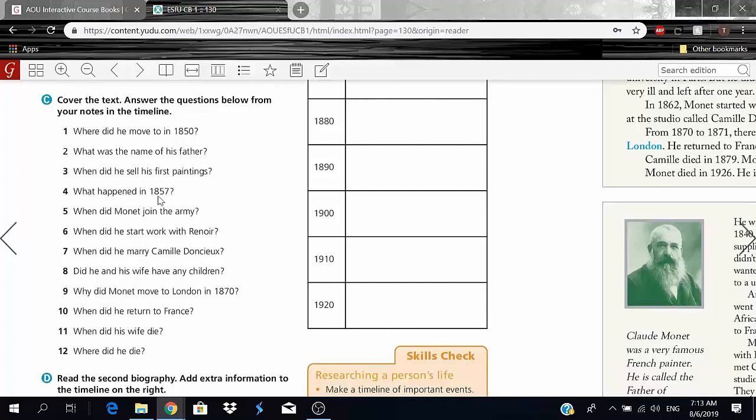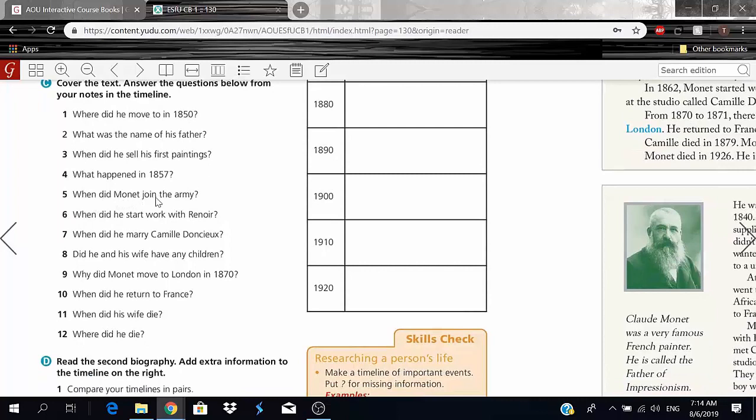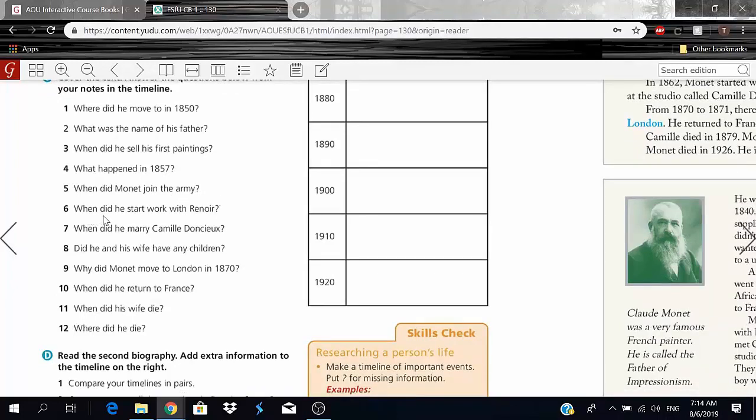What happened in 1857? What's that? Yep, that's correct. His mother, Louise, died. Okay? When did Monet join the army? 1858, that's correct. He joined the army in 1858. When did he start work with Renoir? In 1862, he started work with Renoir.